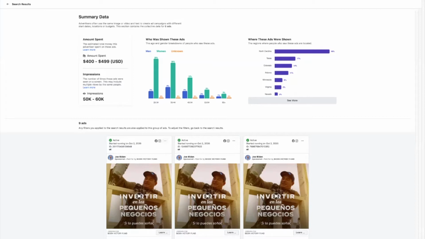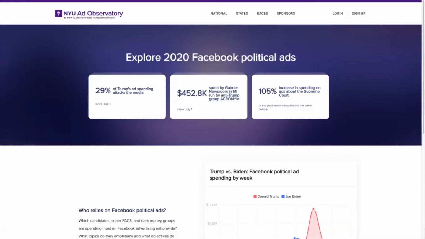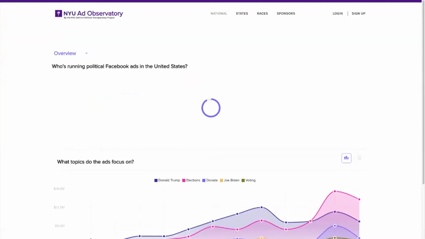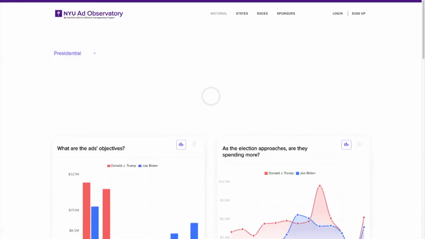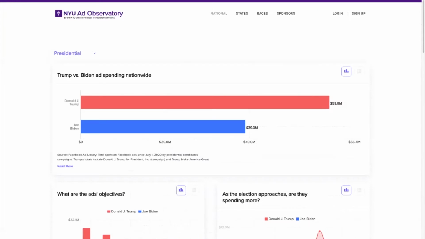That is why we built Ad Observatory. We built that high-level overview for the 2020 US election right here. So let's start with a look at the national picture. We can see not only who the top advertisers are, but what topics people are running ads about. So if we want to look at the presidential race specifically, we can see how Trump and Biden's ads stack up.